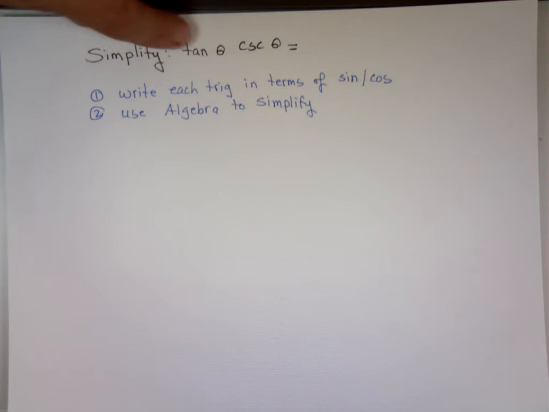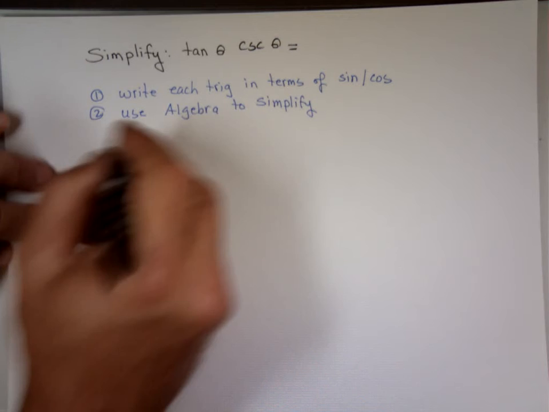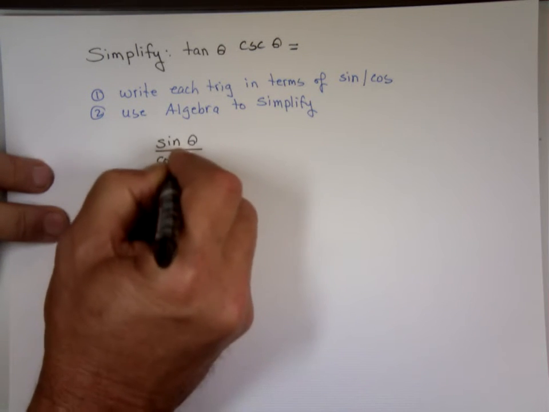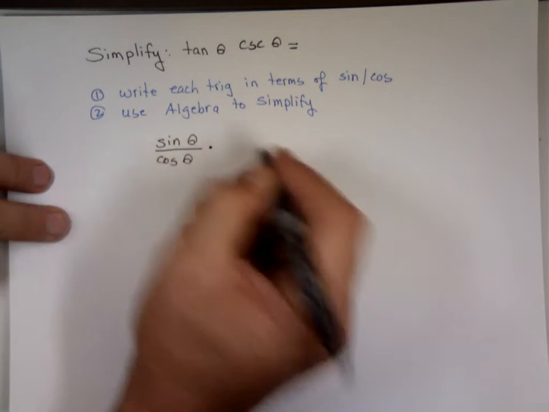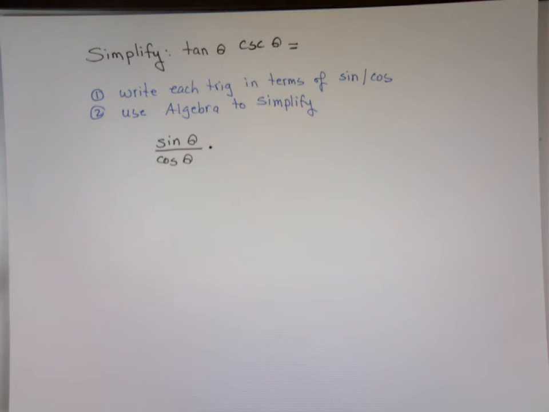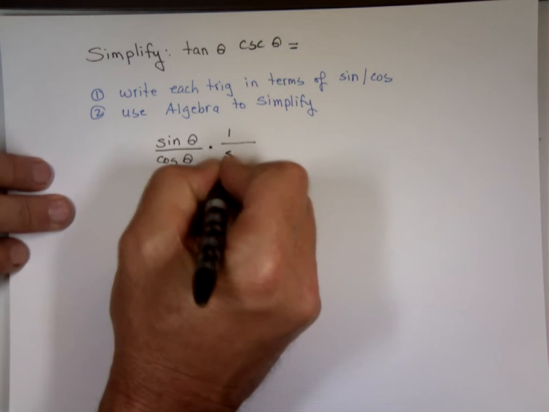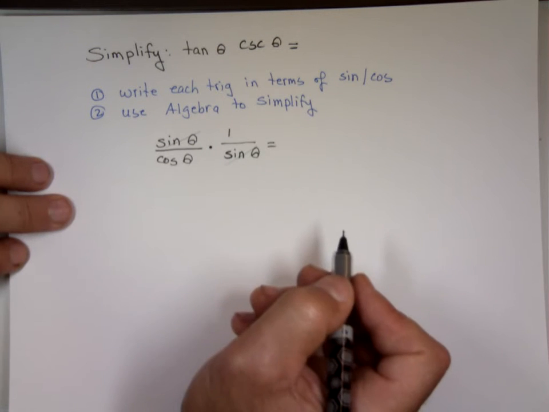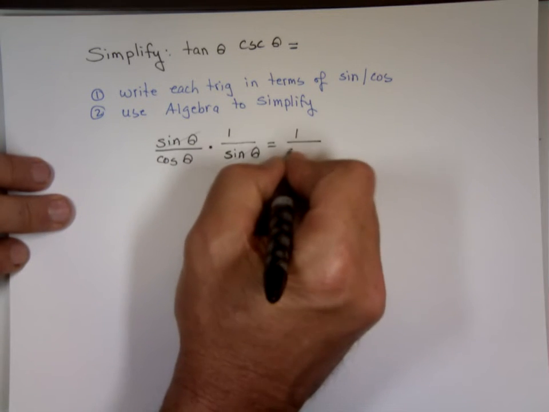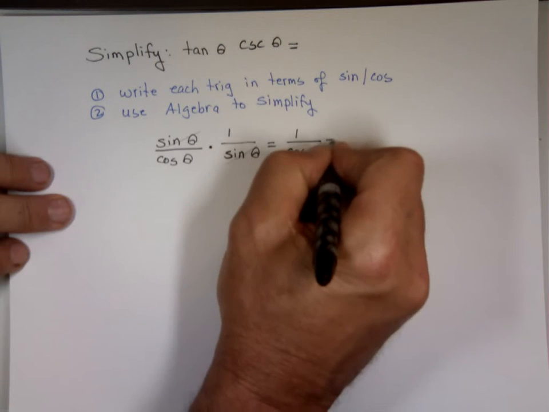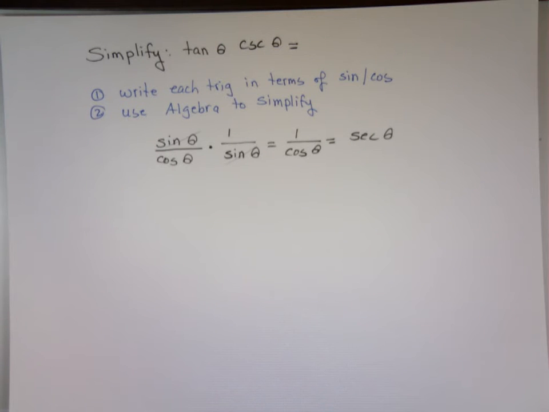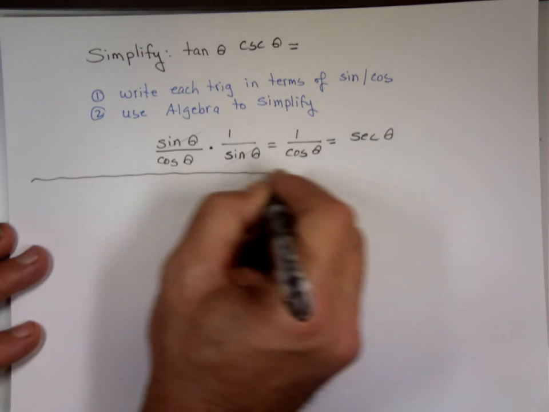So I take the tangent, which is sine over cosine, times the cosecant, in terms of sine and cosine. Cosecant is 1 over sine. And notice now the two of them cancel each other out. I end up with what? 1 over cosine. Very good. And what's 1 over cosine? Secant. Secant theta. See, it starts to come back now. That's the end of that example. Try another one.